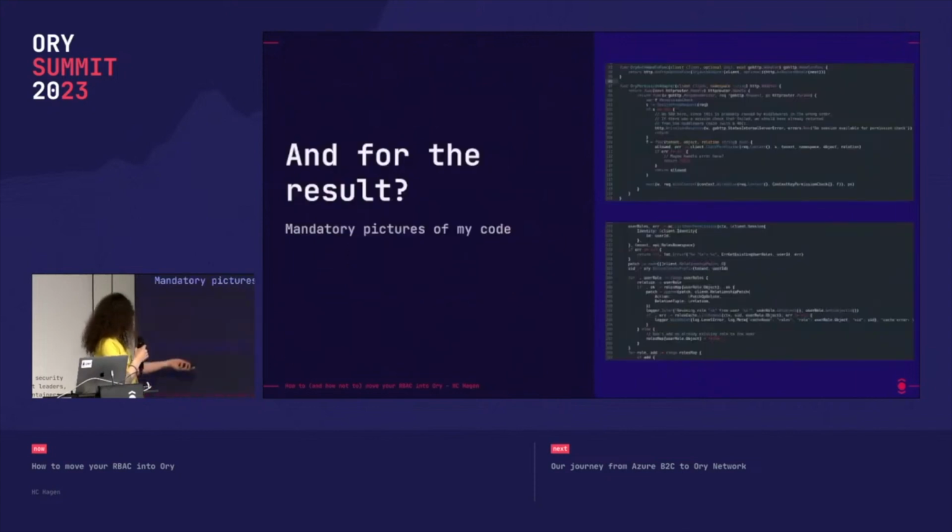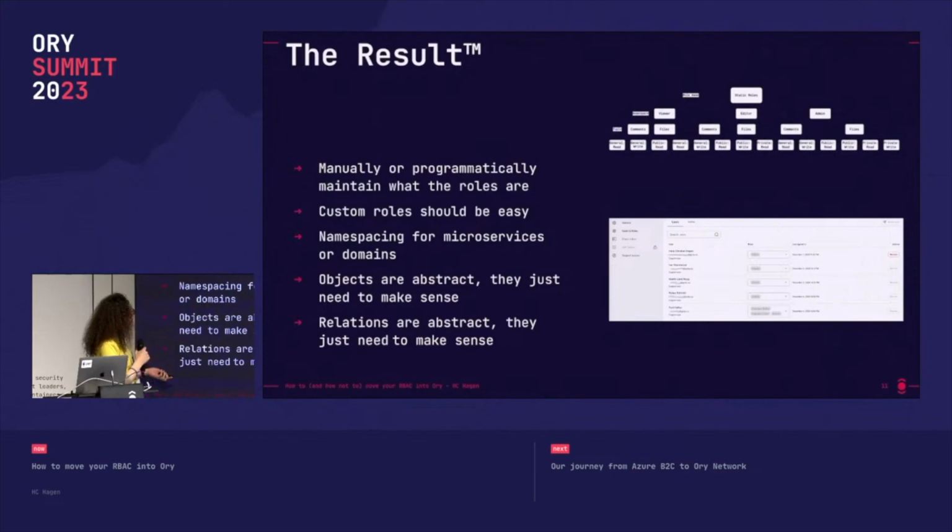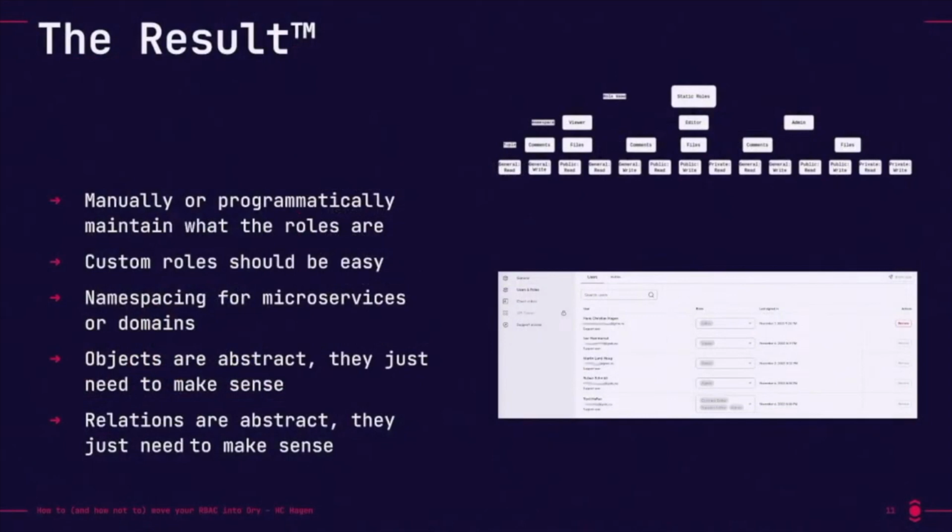And for the result, with some mandatory pictures of my code, because it's after all a tech conference, the result looks something like this. Oh, nice, someone helped me out with layouts, that's kind of you. So you want to manually or programmatically maintain what the roles are. You can also probably do both. If you do it programmatically, it's very easy to allow custom roles and have systems in place to create your own roles and have administrators of other companies create their own roles. You can also have them manually in your own type of file, or use OPL, which is Ory's permission language.